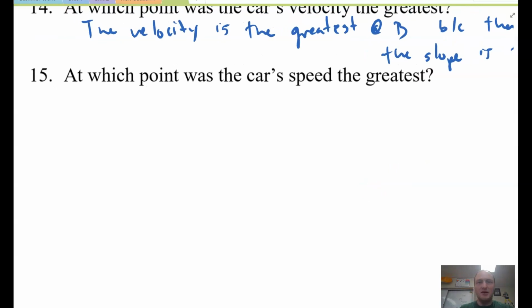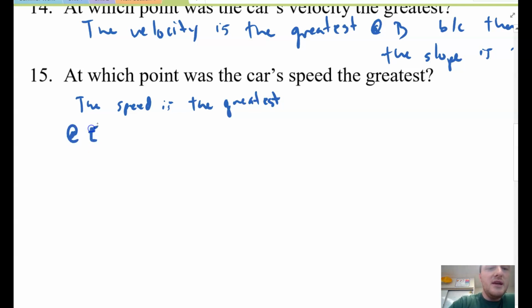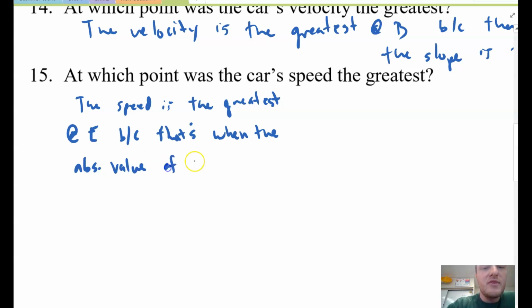We can say the speed is the greatest at E because that's when the absolute value of the slope is the largest.